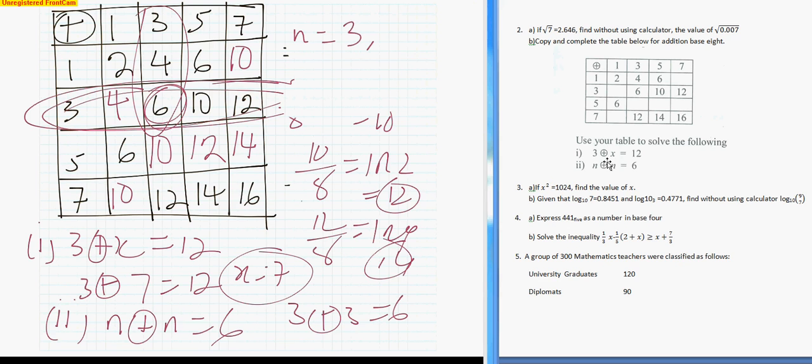And then let's do 5. 5 plus 5 is equal to 12, not equal to 6. 7 plus 7 is equal to 16, not equal to 6. So therefore n is equal to 3 is the solution of the question.